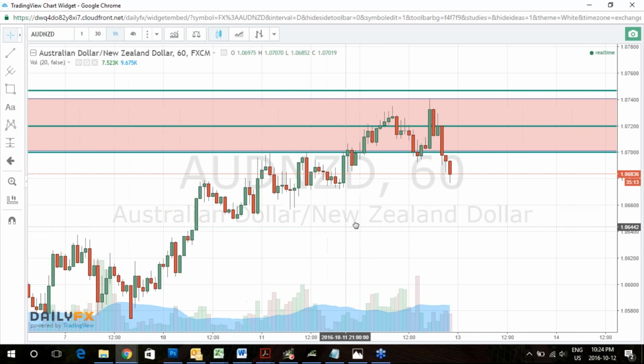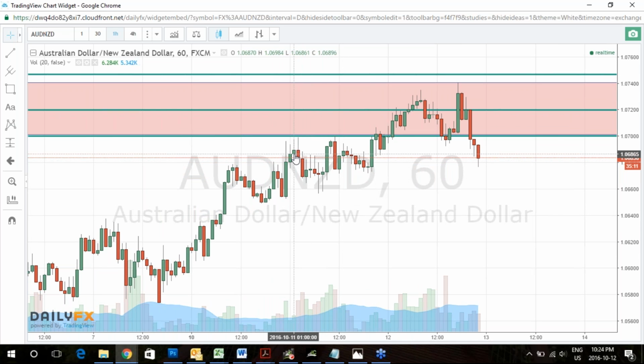Like here, if you look at this situation, this is a couple of days ago. I think here was Sunday. No, actually it's Friday. Here was Friday. So I was actually waiting for the price to break through this resistance and come into this zone.